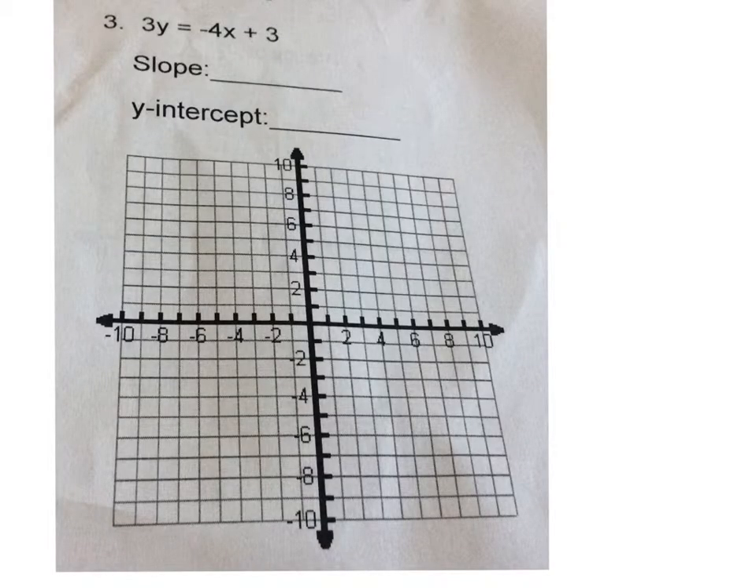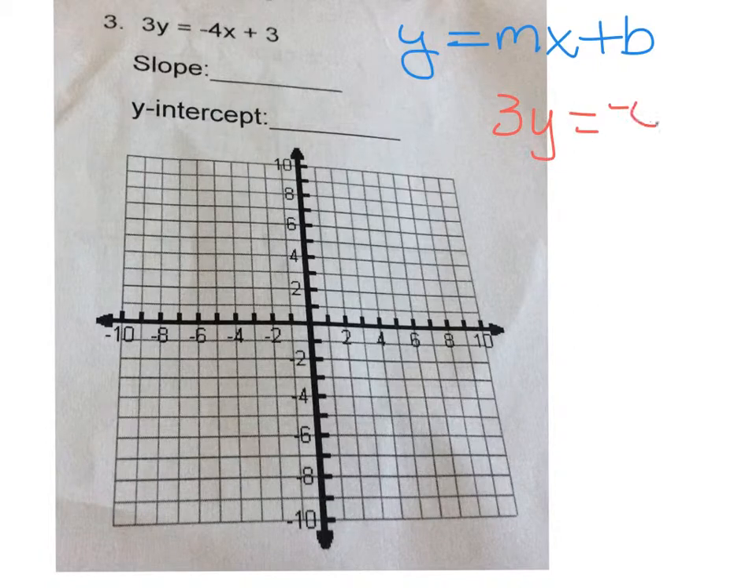All right, so problem number 3 says 3y equals negative 4x plus 3. So as always, I'm going to write down my formula, y equals mx plus b. Now I want you to look at the equation that I gave you. The y has to be by itself, but it's not because it has a 3 in front of it. So what I'm going to do is write my equation, 3y equals negative 4x plus 3.